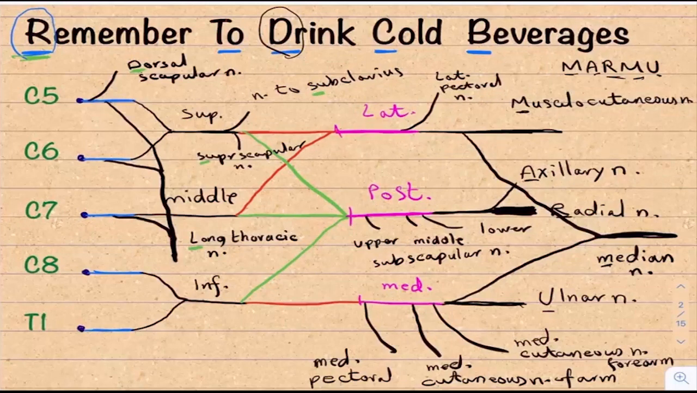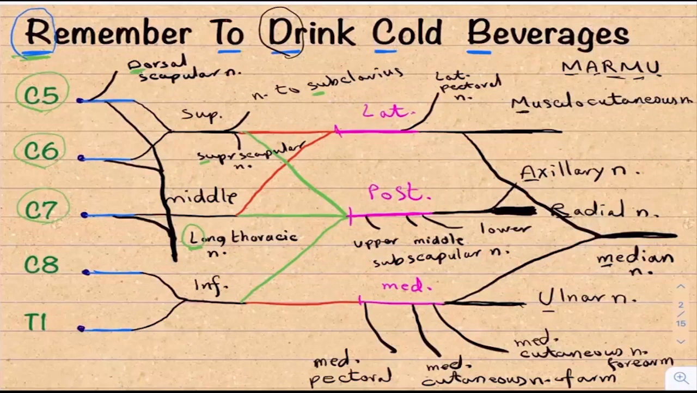So from the roots we have two nerves. One is called dorsal scapular, and the D is before the L as well. So the D will come off only the C5 root. The L will have contributions from C5, C6, and C7.